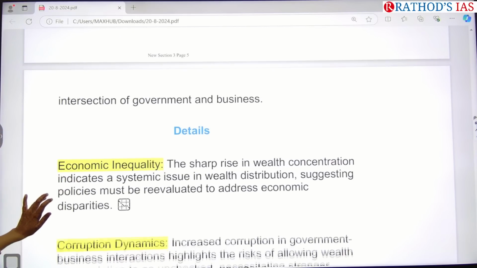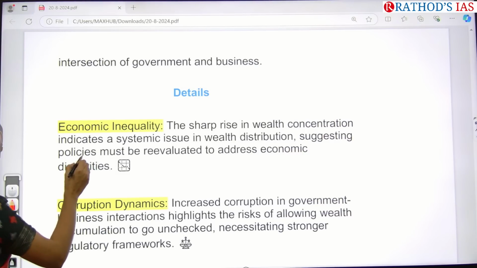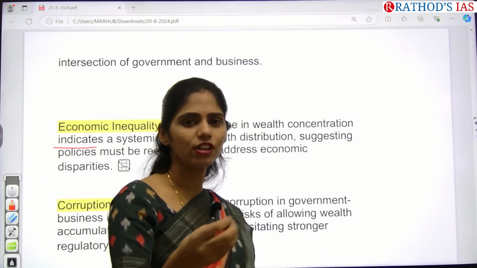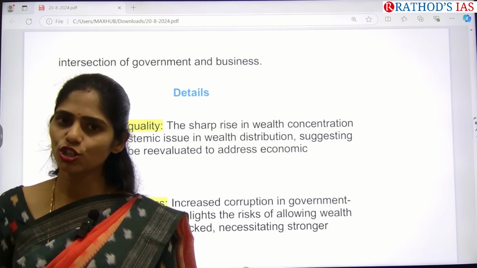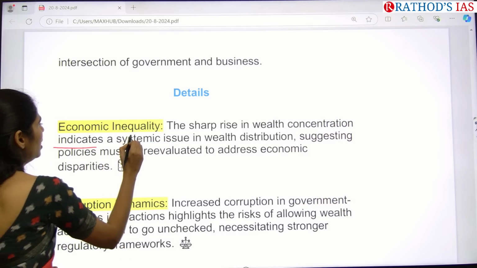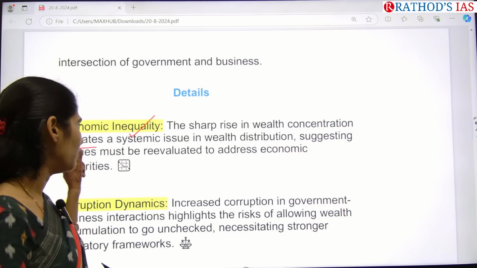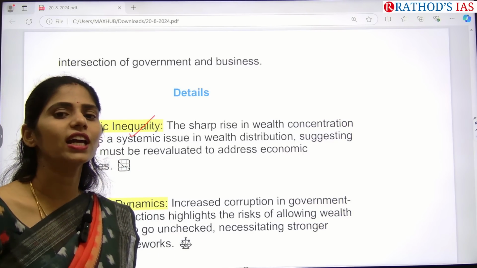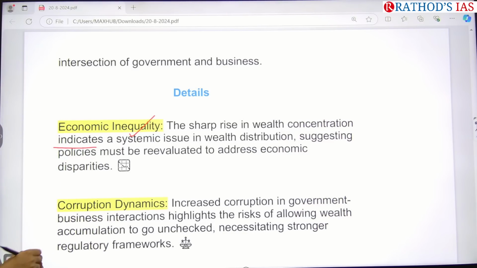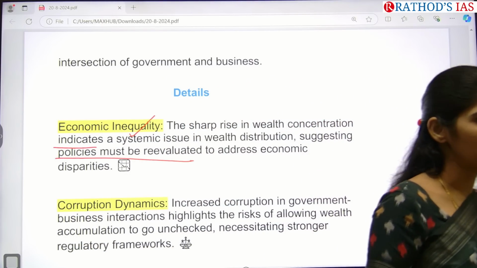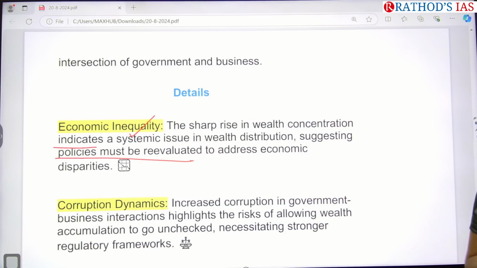So this article is saying that there is a very sharp rise of wealth concentration, which indicates a systemic problem in the distribution of resources. As you said, there is no proper distribution of resources. Whenever we identify inequality and understand that there are loopholes in our governance system, what do we have to do? We have to re-evaluate the policies we have, and address these economic disparities so that we can ensure proper distribution of resources to control the problem of economic inequality.